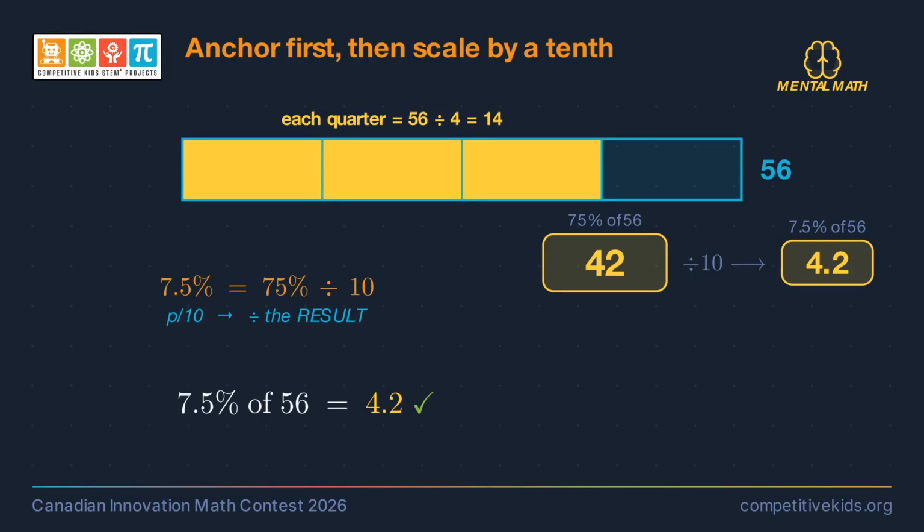Now the trap. Do not divide the percent. That wrong move turns 7.5 into 0.75% and gives 0.42. The right answer is 4.2. Divide the result, not the percent. And multiplying by the decimal agrees.